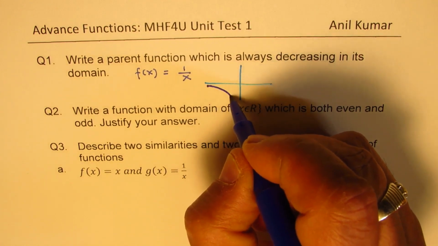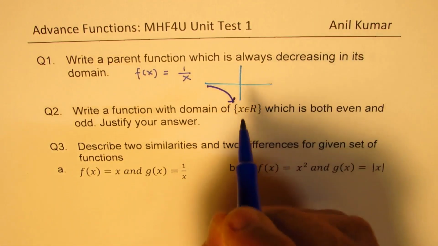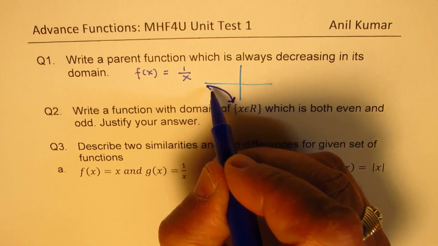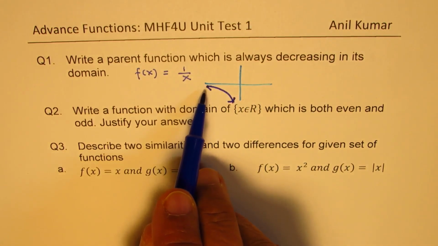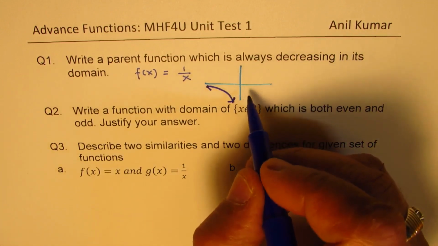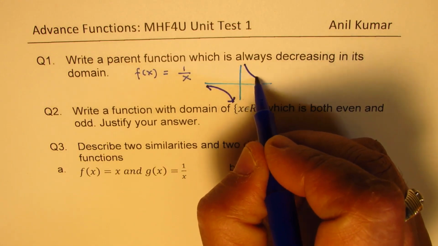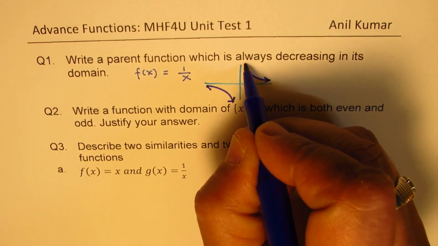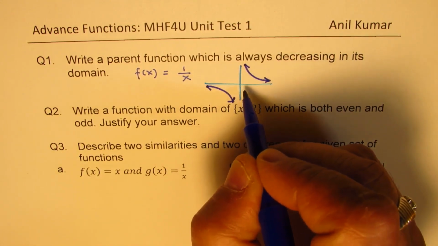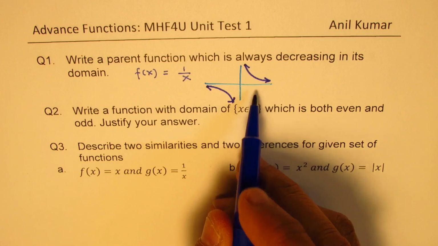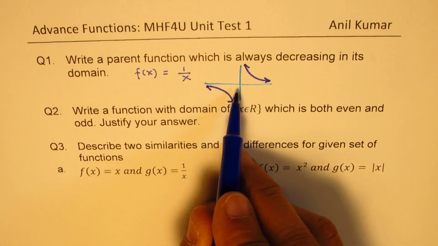On the side, when x is less than 0, it is decreasing from almost 0 towards the negative value. And in first quadrant, it is decreasing from infinitely large values to 0, right? So this function 1 over x is always decreasing in its domain, and the domain does not include 0.